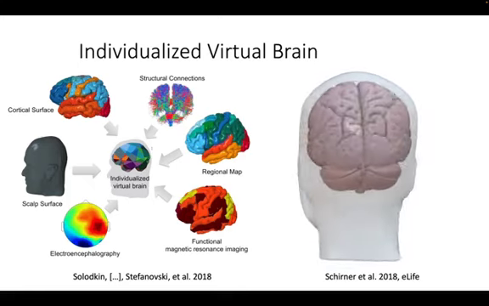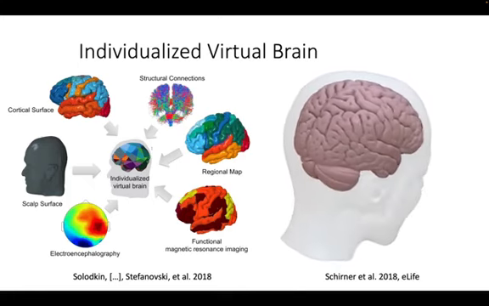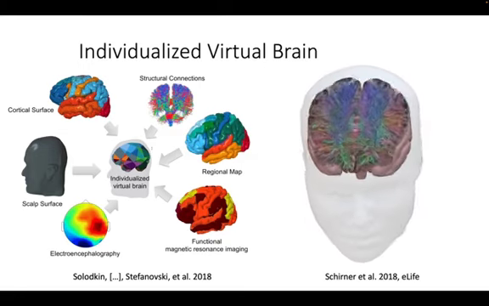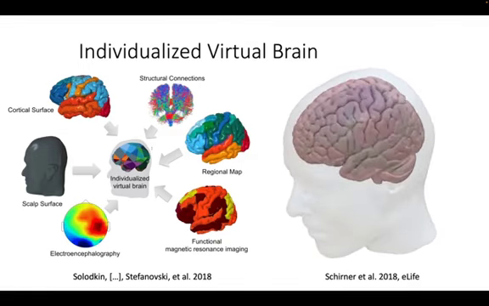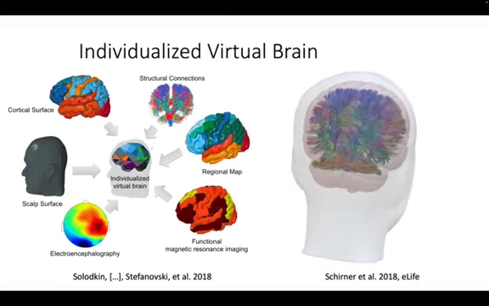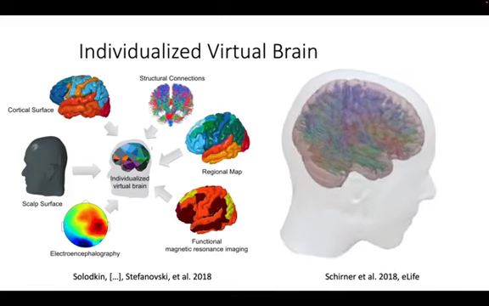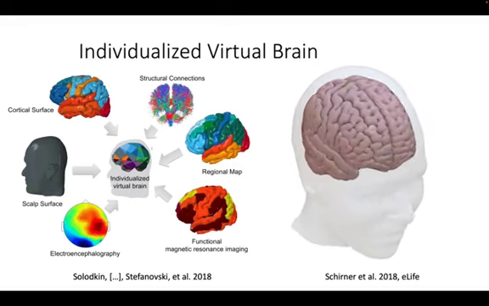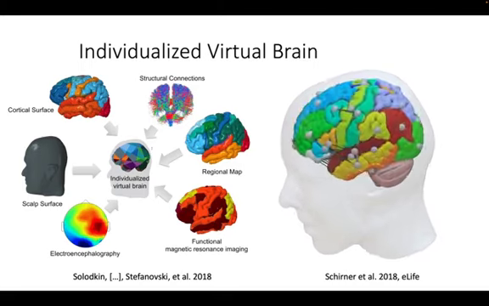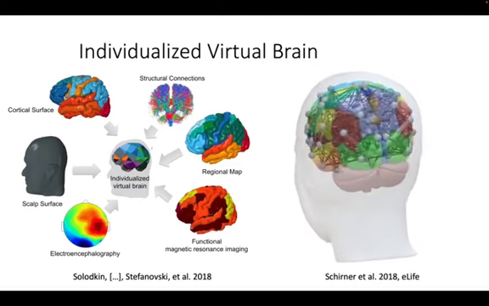The virtual brain is a neuroinformatics platform that allows personalized and individualized brain simulation based on individual data, and it's based on two main factors. One is empirical data, in particular providing the structural connectivity, so the fibers connecting the brain regions, and the second one is the concept of neural mass modeling.